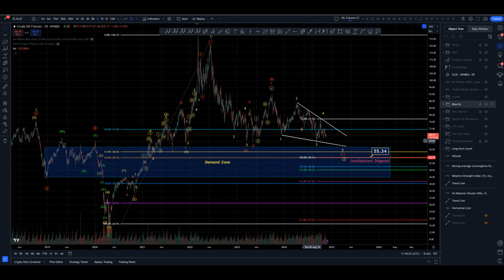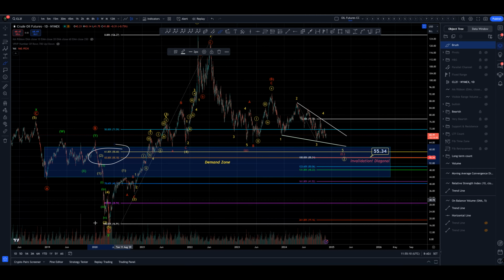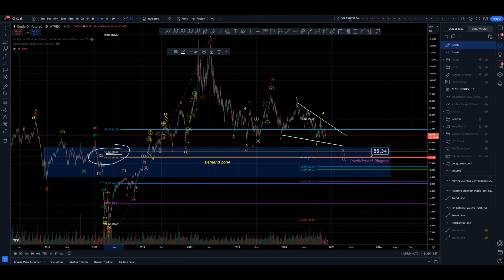Analysts. There you go. So this would be a descending wedge, or what we call an ending diagonal. The 5 can't be longer than the 3, so this would have to stop before 55.34, and this would bring us straight into the demand zone and straight into the golden ratio. The golden zone, 61.8 to 65%, 61.8 being the Fibonacci golden ratio.